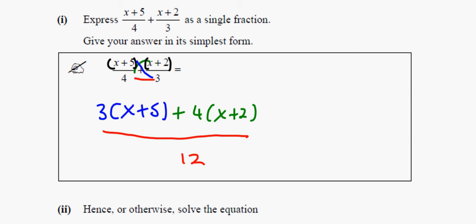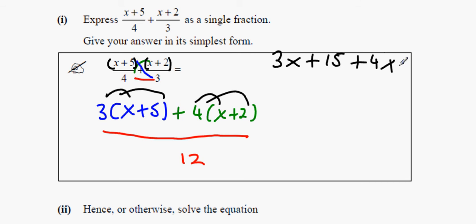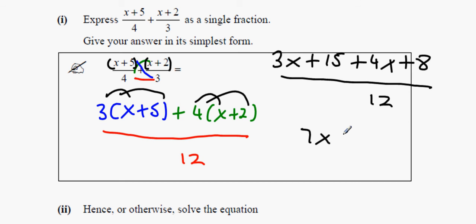Let's multiply these out. We get 3x plus 15. 3 multiplied by x is 3x, 3 multiplied by 5 is 15, 4 multiplied by x is 4x, 4 multiplied by 2 is 8. We're going to divide all of this by 12. 3x plus 4x is 7x, 15 plus 8 is 23. Divide all of that by 12.